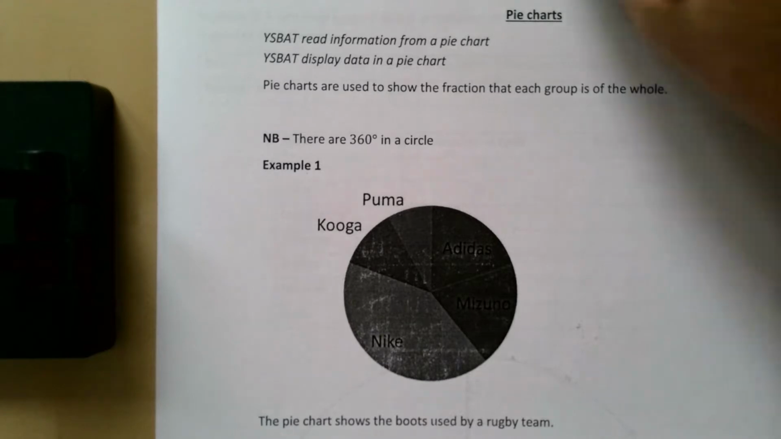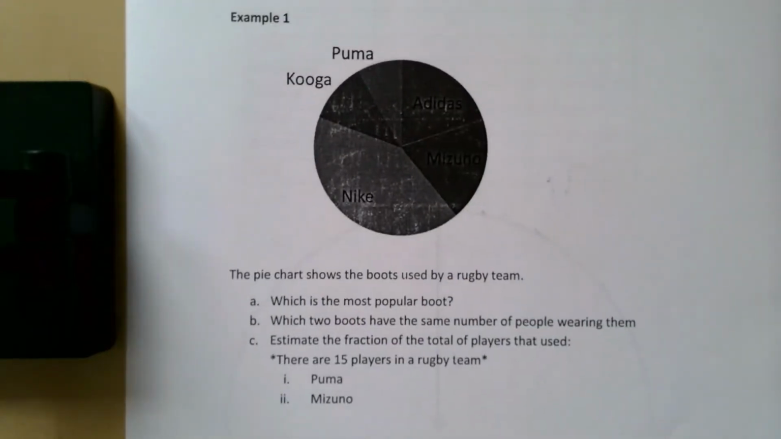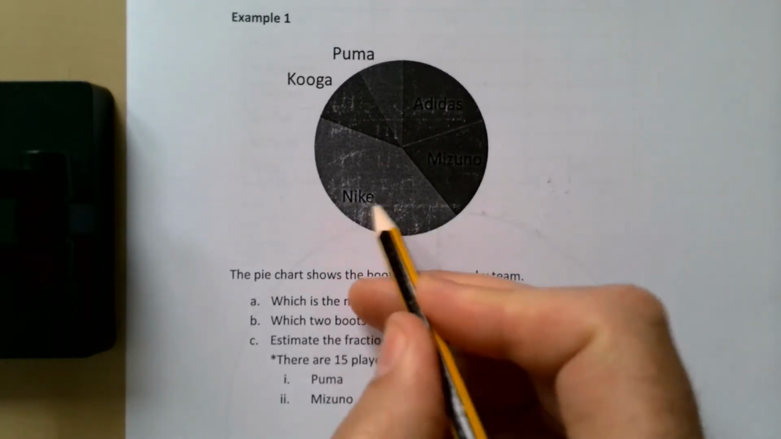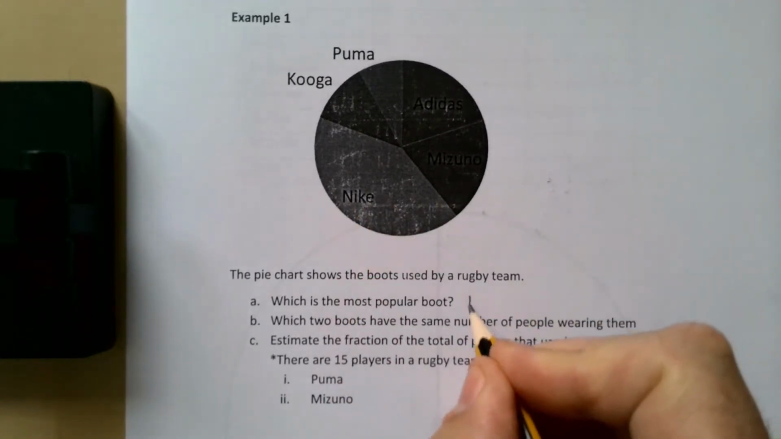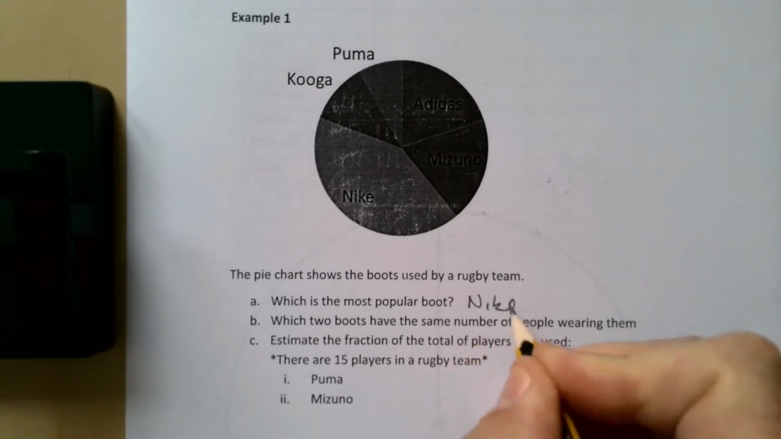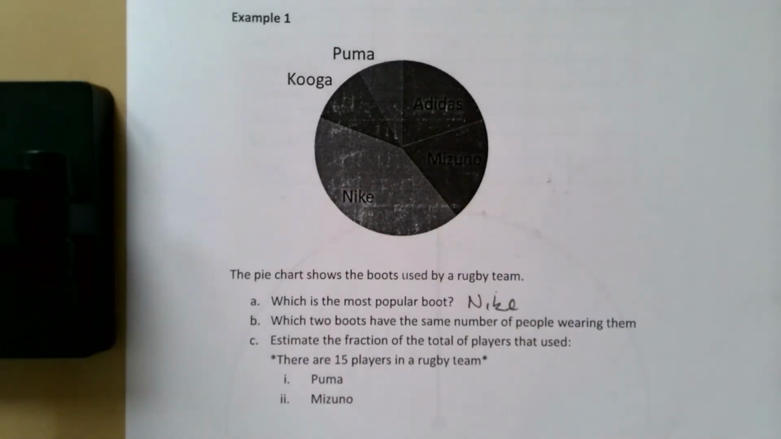This example is a wee bit off, but we'll take a wee look at it anyway. The pie chart shows the boots used by a rugby team, which is the most popular boot? I think that one's easy enough. People can see there that it's going to be Nike. It's by far the biggest part of the pie.